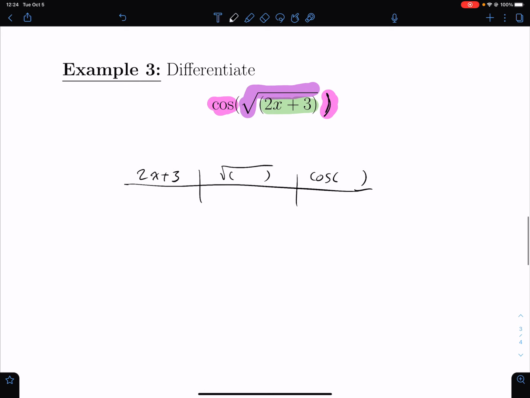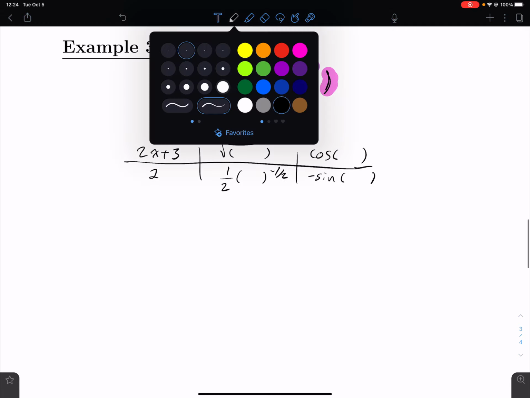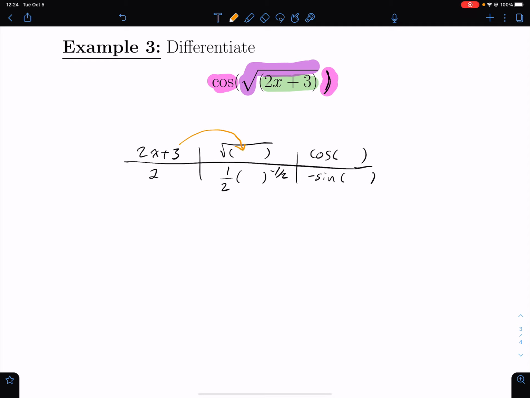The derivative of 2x plus 3 is 2. The derivative of square root of something is, we just did this one, so it's 1/2 something to the negative 1/2, and the derivative of cosine is negative sine. Now we do this cascade. This goes here, and here. And then the interesting thing is this goes here, square root of 2x plus 3, and here.